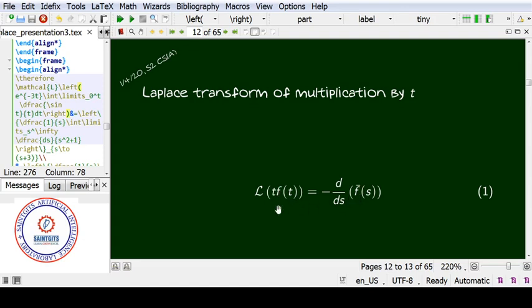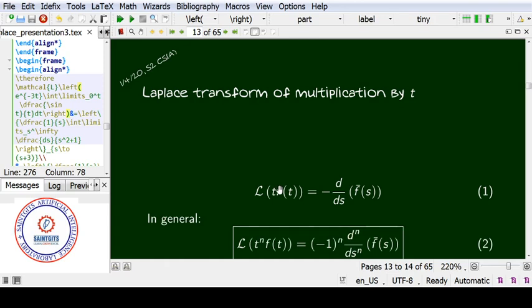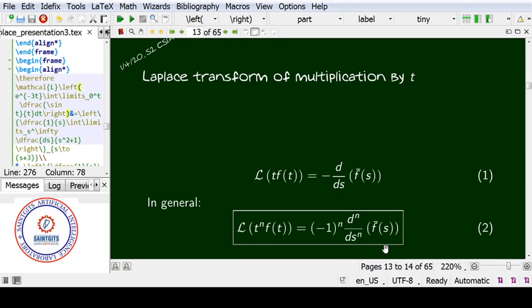We can extend this result to a power t raised to n. So Laplace transform of multiplication by a single t gives one derivative with a negative sign. So Laplace transform of t square into f of t gives minus 1 whole square, d square f bar of s by ds square, and we can extend it to the nth power. So the result is Laplace transform of t raised to n into f of t is equal to minus 1 raised to n into the nth derivative of f bar of s. So Laplace transform of a product with t is transformed into derivative of f bar of s.